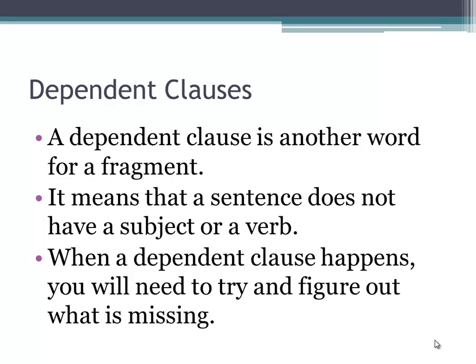So a dependent clause means that a sentence does not have a subject or a verb. And when a dependent clause happens, you'll need to try to figure out what's missing. Most of the time, when we read a sentence, if I said that a sentence does not have a subject or a verb, obviously I'm missing a lot. I just have started the sentence with that, and that's all extra added information. I'm missing both my subject and my verb in that sentence.